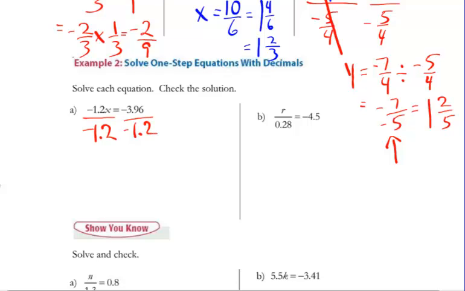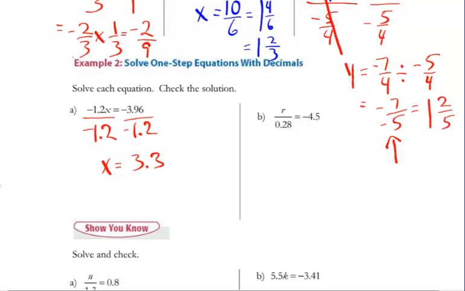So negative 3.96 divided by negative 1.2 is going to give us x equals 3.3. Remember that a negative divided by a negative gives us a positive answer.